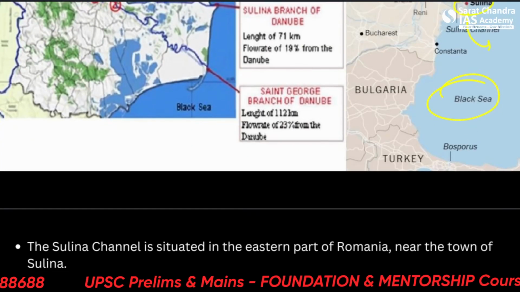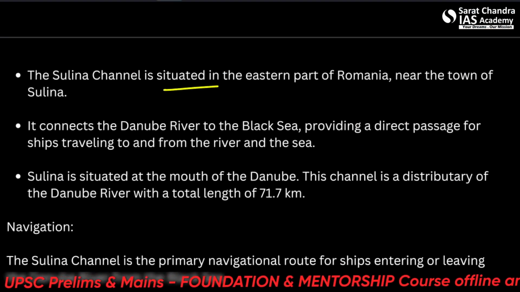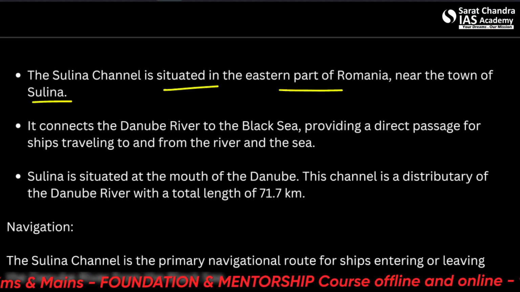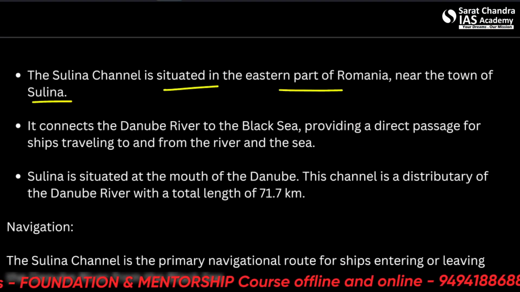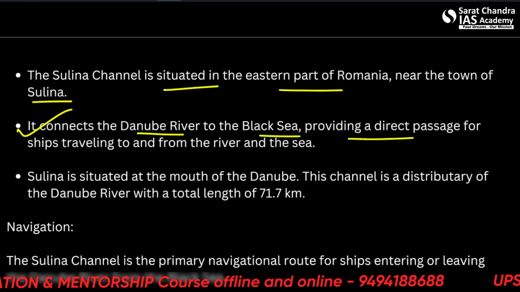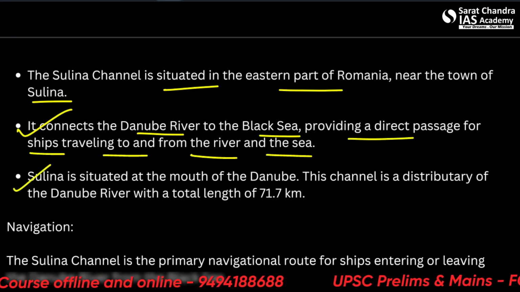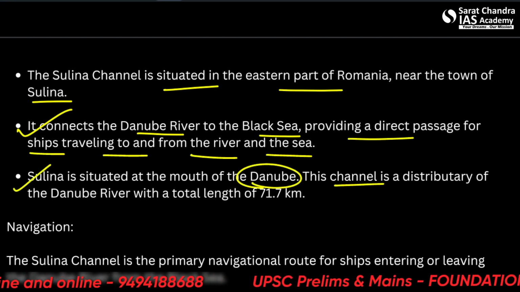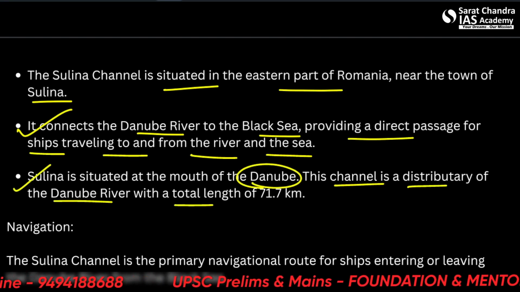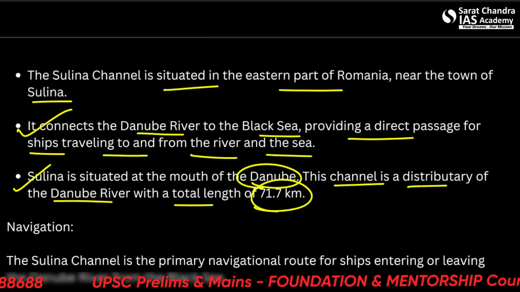Okay, from the Ukraine. So Sulina channel is situated in the eastern part of Romania near the town of Sulina. It's not in Ukraine, sorry. It connects the Danube River to the Black Sea, providing a direct passage for ships traveling to and fro from the river and the sea. Sulina is situated at the mouth of the Danube. The channel is a distributary of the Danube River with total length of 71.7 km.